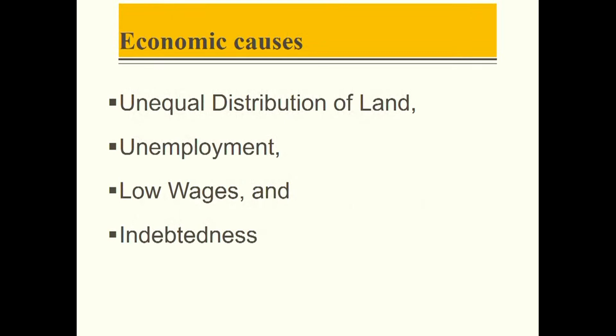Economic causes: unequal distribution of land is also very rampant. While zamindars have much more land, the scheduled castes and scheduled tribes don't have adequate land. So unequal distribution of land also leads to poverty. Similarly, unemployment, low wages and indebtedness also lead to poverty. If people do not get adequate employment, they are not able to get adequate income, and this also leads to poverty.